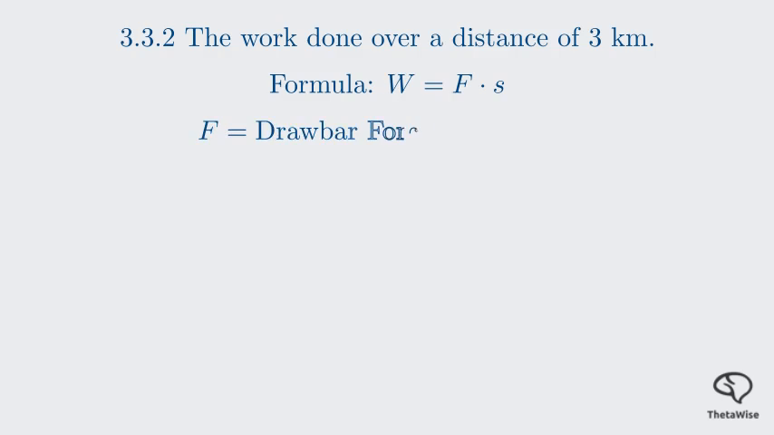Now for part 3.3.2, we need to calculate the work done by the drawbar over a distance of 3 kilometers. The formula for work done is force multiplied by the distance over which the force is applied, so W equals F times S. The question asks for the work done by the drawbar. This means we use the force exerted by the drawbar, not the net force. That force was given as 45 kilonewtons, or 45,000 newtons. The distance, S, is 3 kilometers, which is 3,000 meters. We must always work in standard SI units, so we convert kilometers to meters.